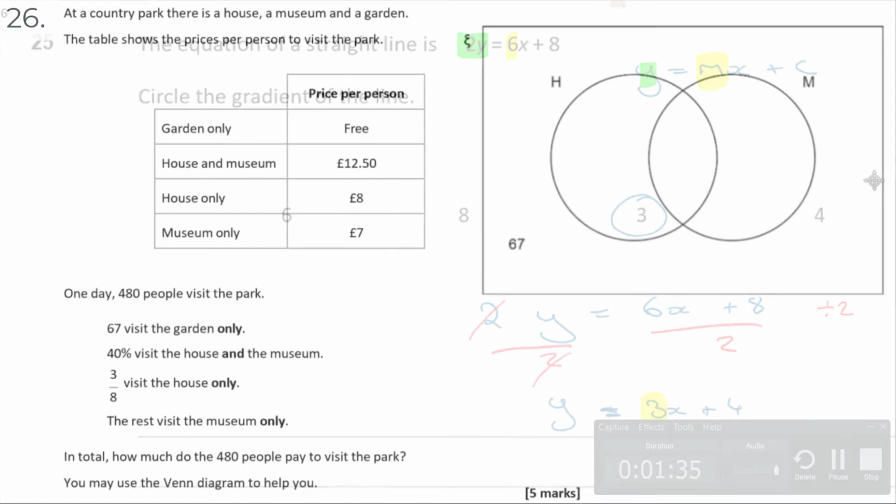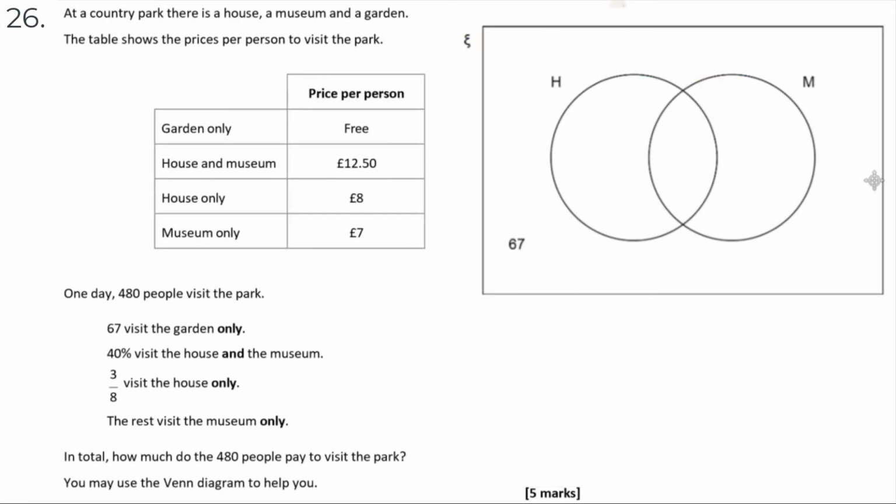At a country park, there is a house, a museum, and a garden. The table shows the price per person to visit the park. So the garden only is free. The house and the museum is £12.50. The house only is £8 and the museum only is £7. One day, 480 people visit the park. 67 visit the gardens only.